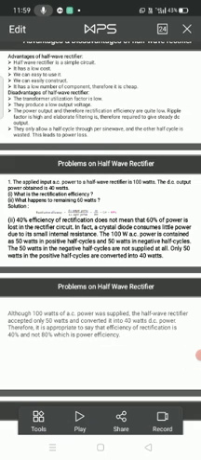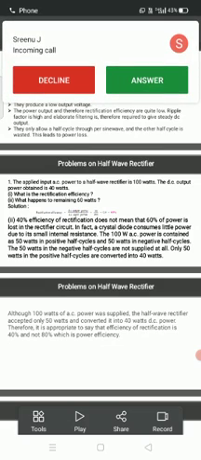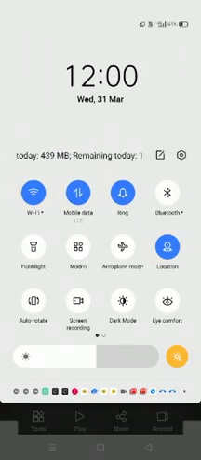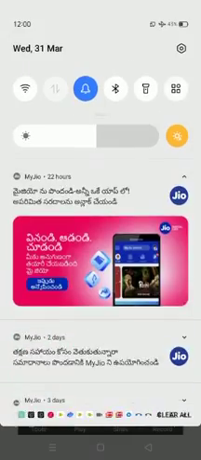Third point, the power output is low, and therefore the rectification efficiency is also quite low. The rectification efficiency is only 40.6%, the ripple factor is high, and elaborate filtering is therefore required to give a steady, constant DC output voltage. The rectification efficiency is very low compared to other rectifiers.